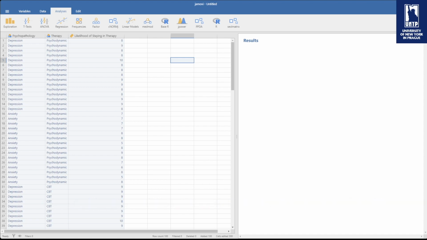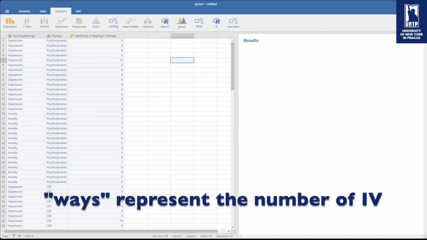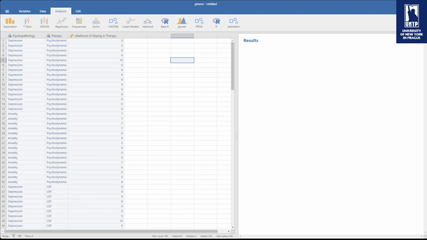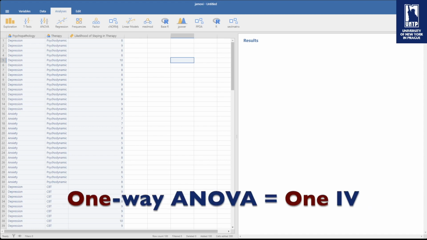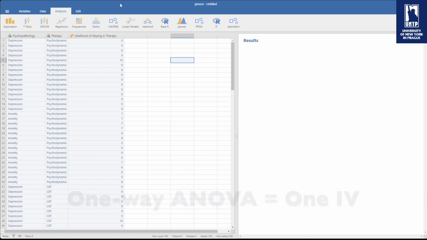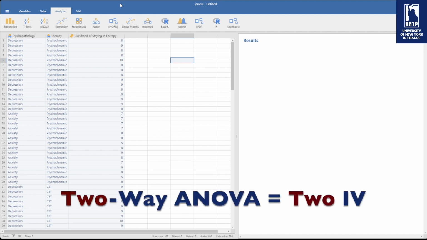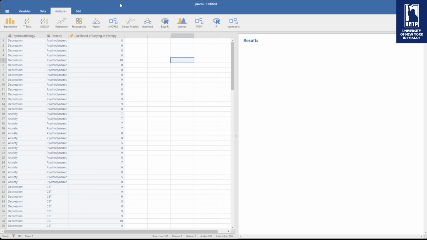Easy enough. In ANOVA, ways represent the number of independent variables. So when we have one-way ANOVA, what we mean is that we have one independent variable. When we say two-way ANOVA, we have two independent variables. If we have like 100-way ANOVA, we have 100 independent variables, but hopefully that's not going to be your case, because that would be hell to analyze, especially the post-hoc tables, can't even imagine. But let us suppose that that's the case.